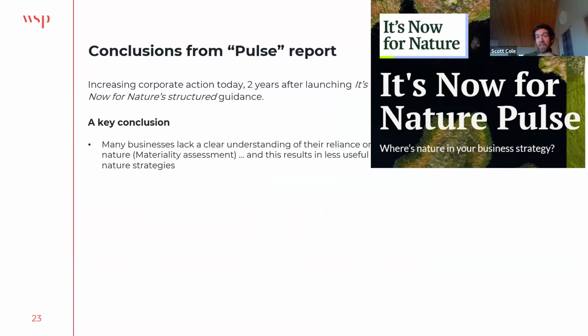Just a final conclusion. There were a lot of conclusions in the report that are worth looking at, but I wanted to lift one of them here. Many businesses lack a clear understanding of their reliance on nature. They haven't done these robust materiality assessments. And when you don't have that assessment to build your nature strategy on, the strategy becomes a document without a lot of direction and a lot of force. So that's going to be a key area for our course as well, to focus on how to do a materiality assessment and how to take those results forward into specific targets, strategy, follow-up, and to get the buy-in from the corporate group.